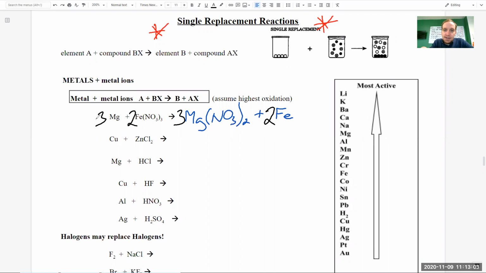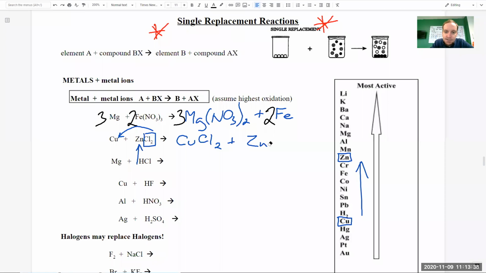Okay, let's look at the next one. The next example we have is copper plus zinc 2 chloride. Copper plus zinc 2 chloride, okay? So if it's going to react, the chlorine would move over to the copper and we would get CuCl, I'm assuming the copper is going to be 2, I'm not really sure, plus zinc. But let's double check ourselves. Copper's way down there and zinc is right here. So zinc is higher. Notice zinc already has the chlorine.